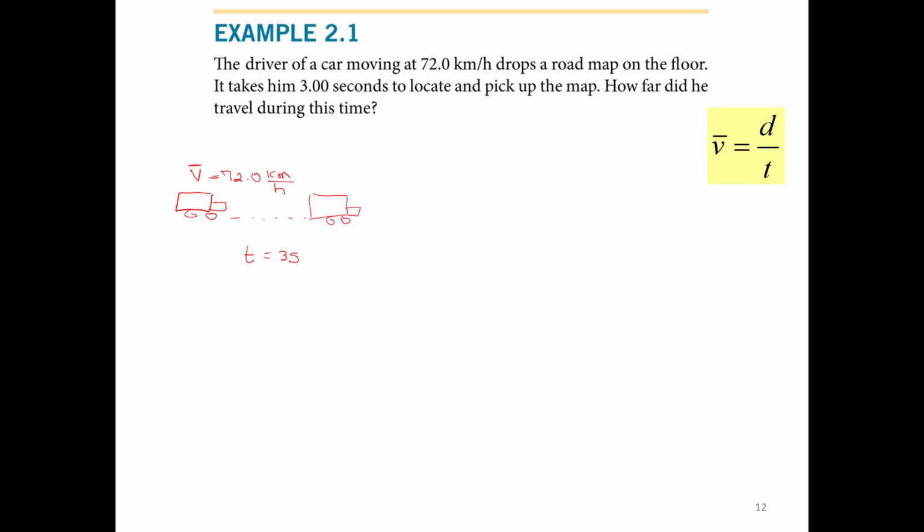And what we want to know is what was the distance, how far did he travel during this time at this average speed. Then we know the average speed equal to 72 and the time 3.00 seconds. And let me write here time with the correct number of significant digits.